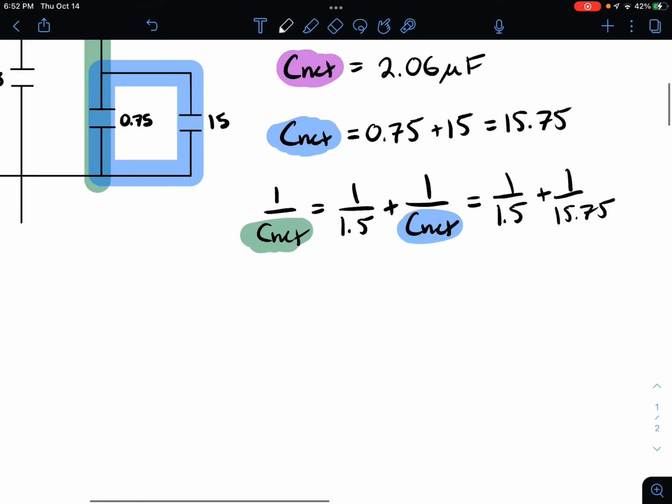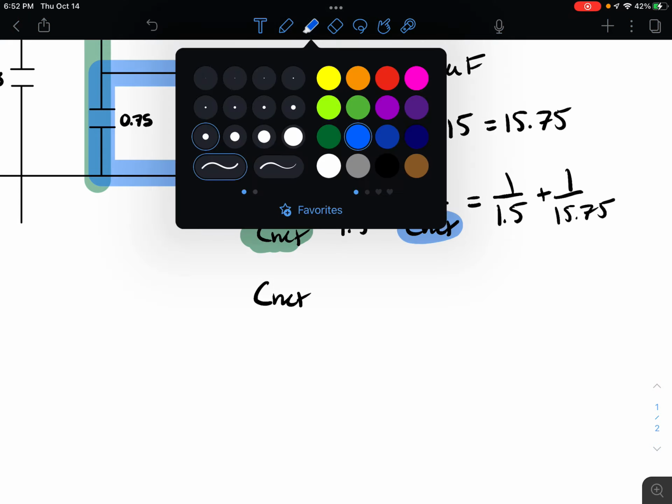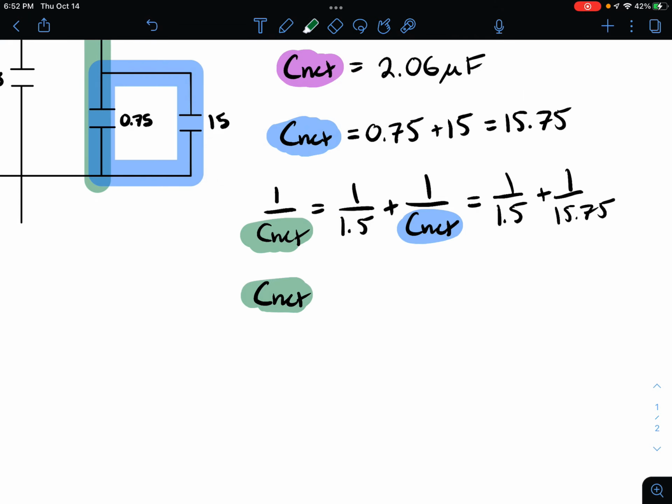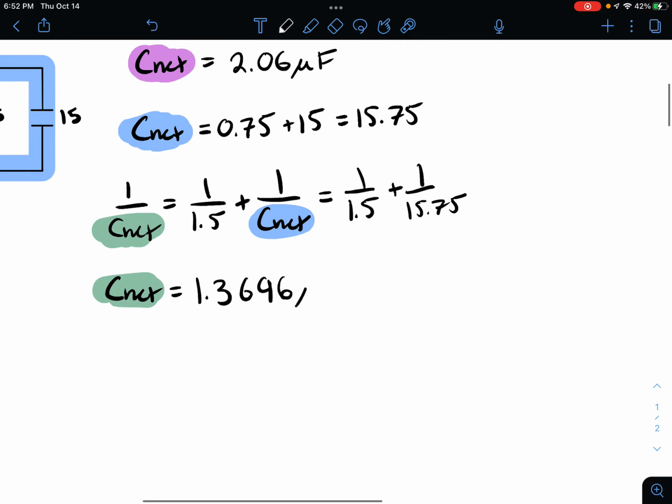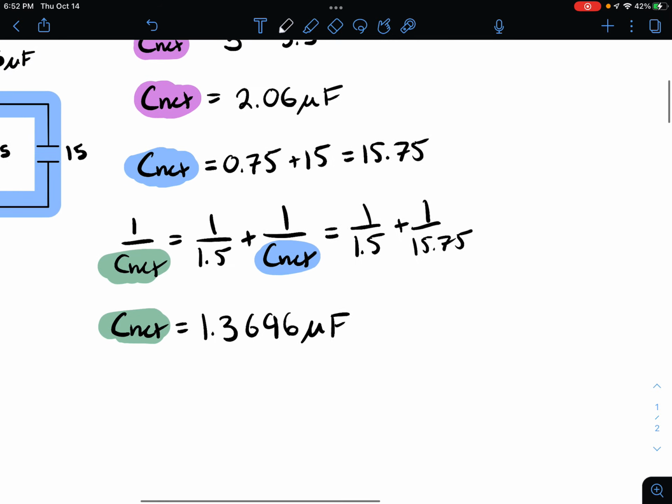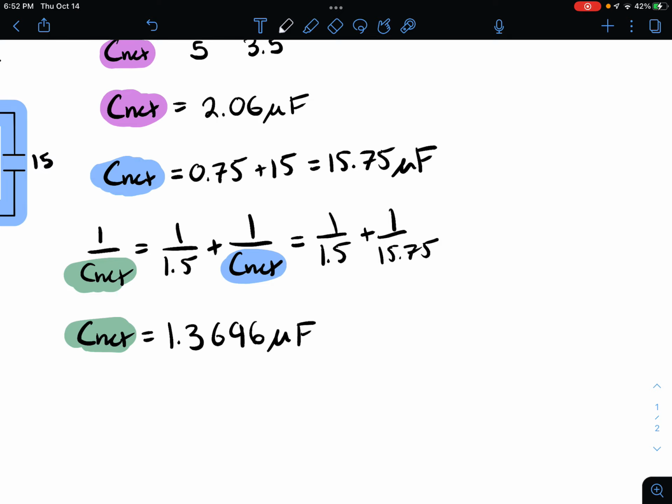We're plugging that in. So that's going to give us that this green C net is labeled properly, and that's going to be equal to about 1.3696. And then again, that's still in microfarads. This one is too, right?